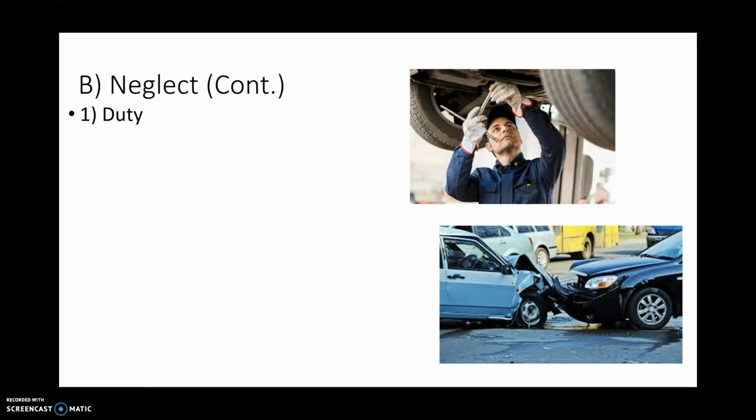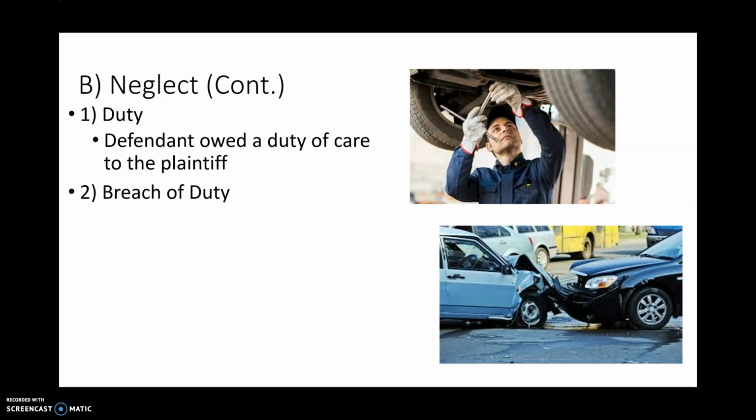If we're talking about duty, I do want to give you an example as far as overarching ideas. The duty is the responsibility. The defendant owes a duty of care to the plaintiff. Now remember, the defendant is the person who's defending themselves. The plaintiff is the one who is bringing the case against them. So if we're looking at a level of responsibility, I do want to give you an example of a mechanic who's in charge of changing your brakes.